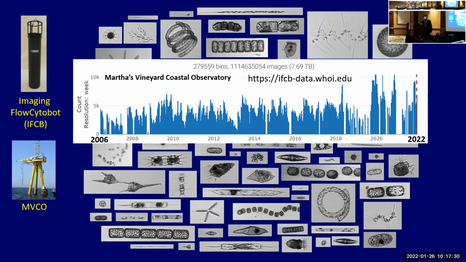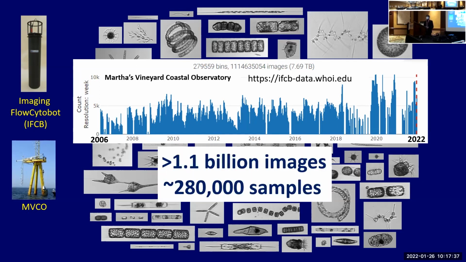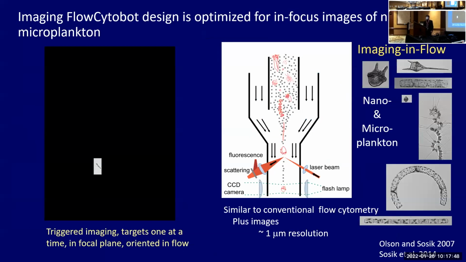And as I said, it collects samples multiple times an hour, thousands of images each sample. So at this point, this data set is more than 1 billion images and approximately 280,000 times that we've sampled the ocean.